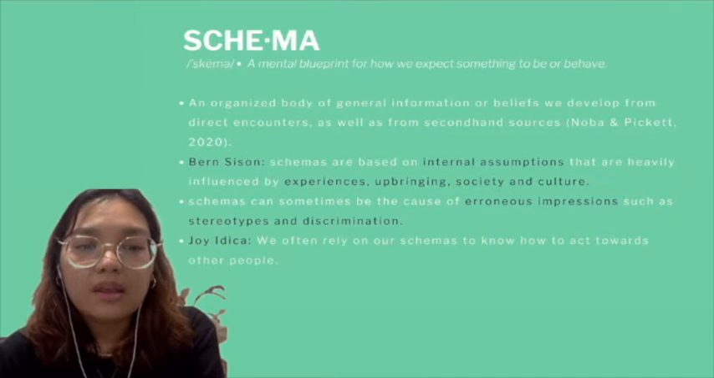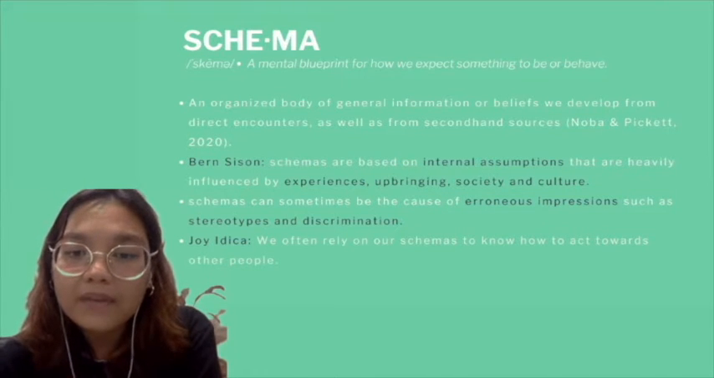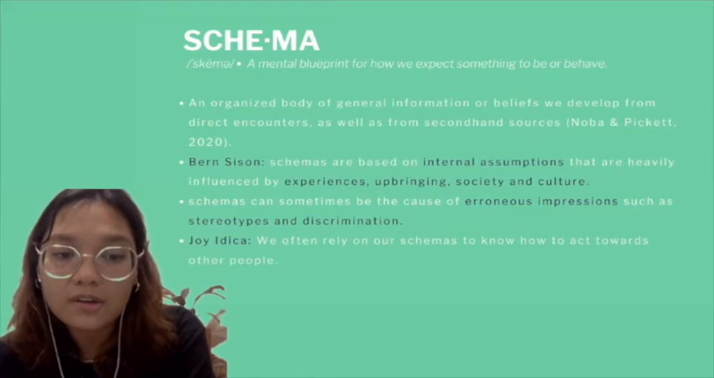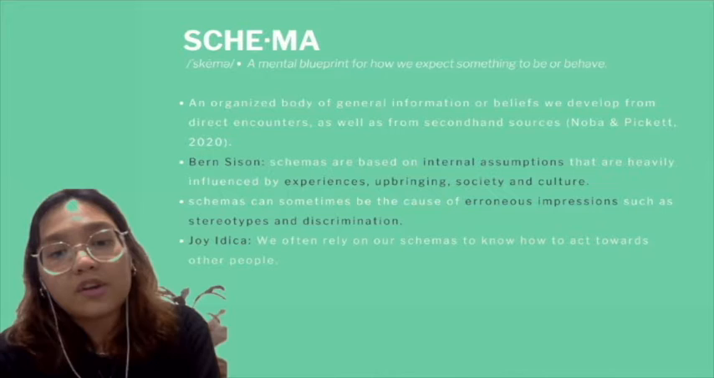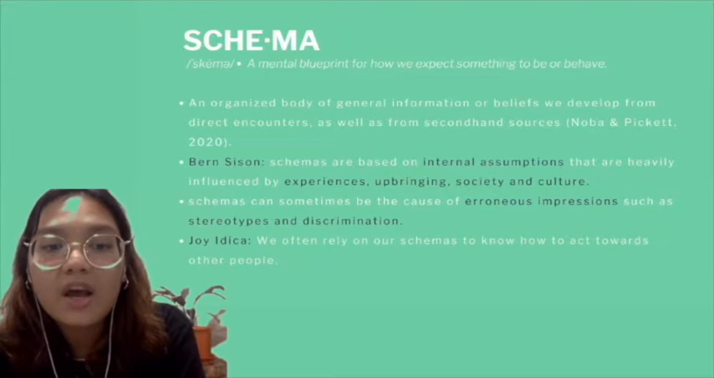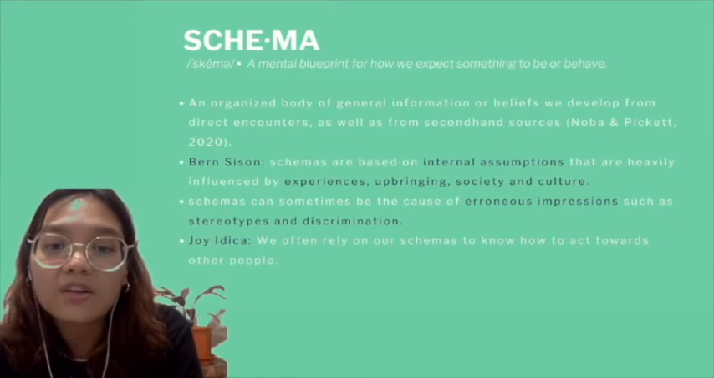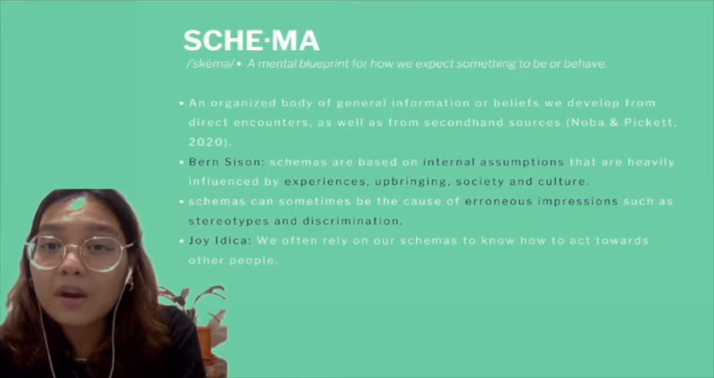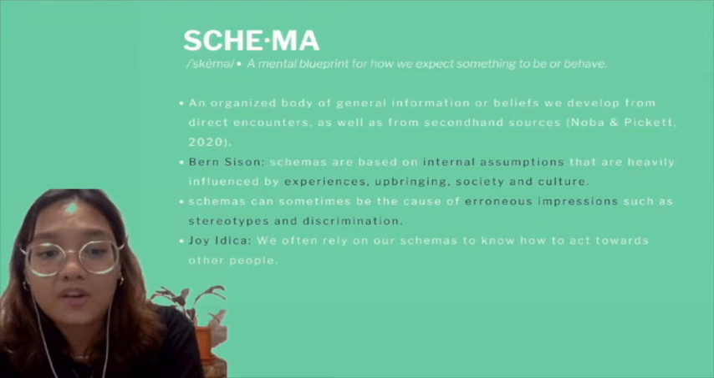Schemas are an organized body of general information or beliefs that we develop from direct encounters as well as from second-hand sources. So, according to what I wrote in the discussion for social cognition, schemas are based on internal assumptions that are heavily influenced by experiences, upbringing, society's norms, and culture. So, schemas can sometimes be the cause of erroneous impressions, such as stereotypes and discrimination.